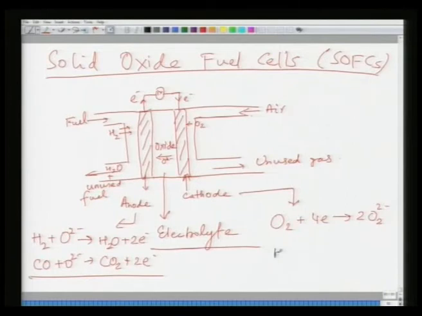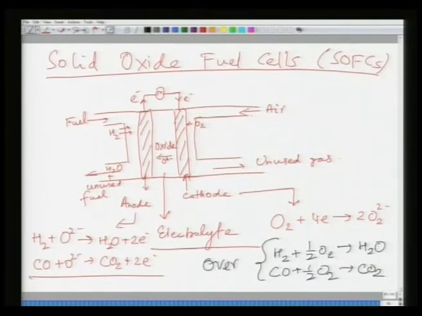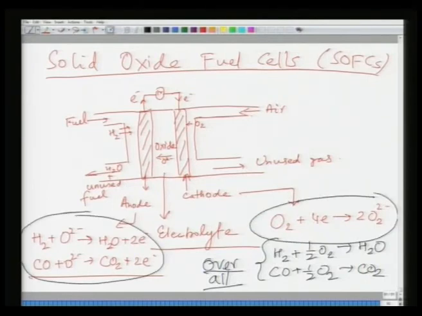The overall reaction is the production of water, and you have CO plus half O2 giving rise to CO2. These are the overall reactions, but the electrochemical reactions are these. This is your anodic reaction and this is your cathodic reaction. On the anode, electrons are liberated, on the cathode electrons are consumed. So, this is the principle of solid oxide fuel cell operation.